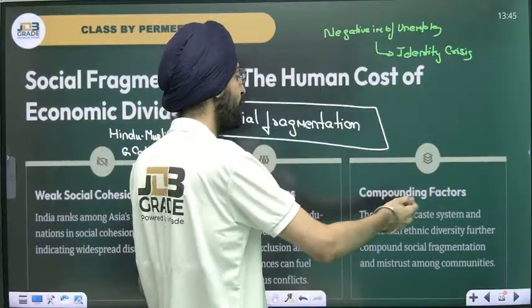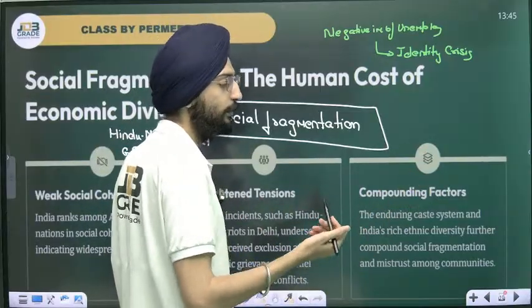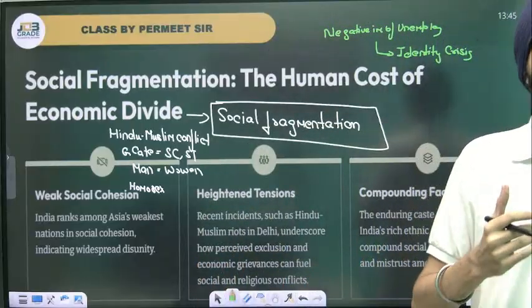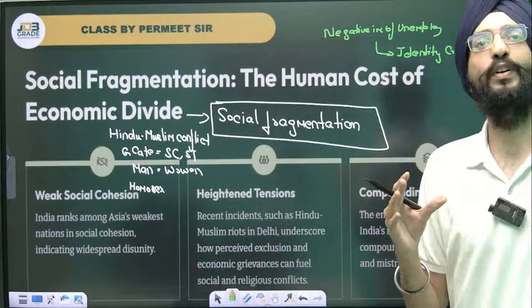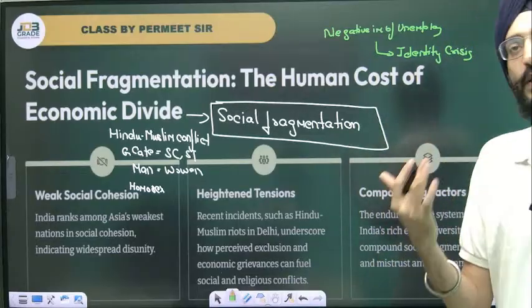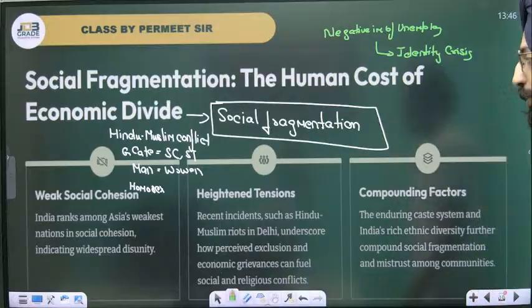Compounding factor: the enduring caste system. India's rich ethnic diversity and the caste system is an age-old practice in India, and there has always been conflict between the general category and the reserved categories, because of reservation and all these things.